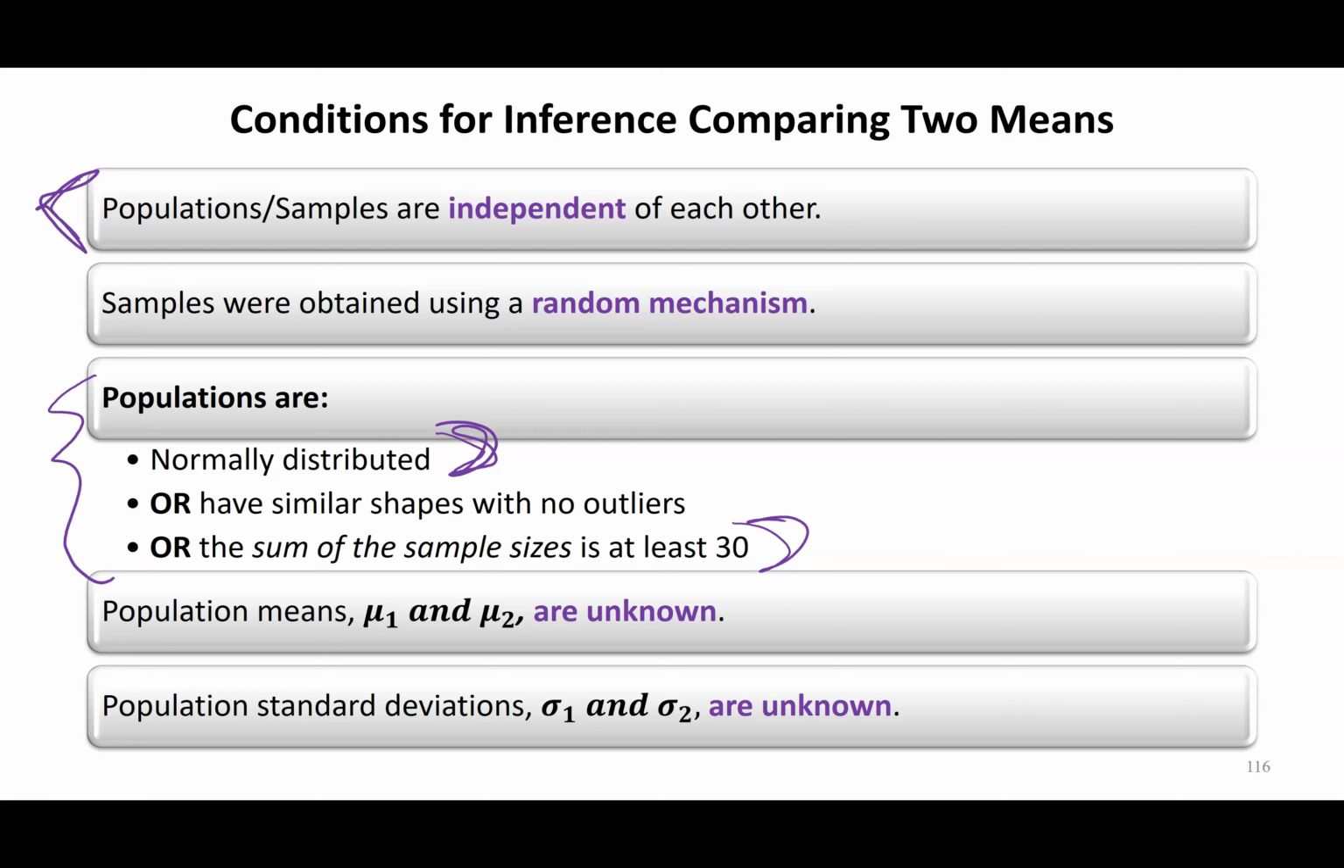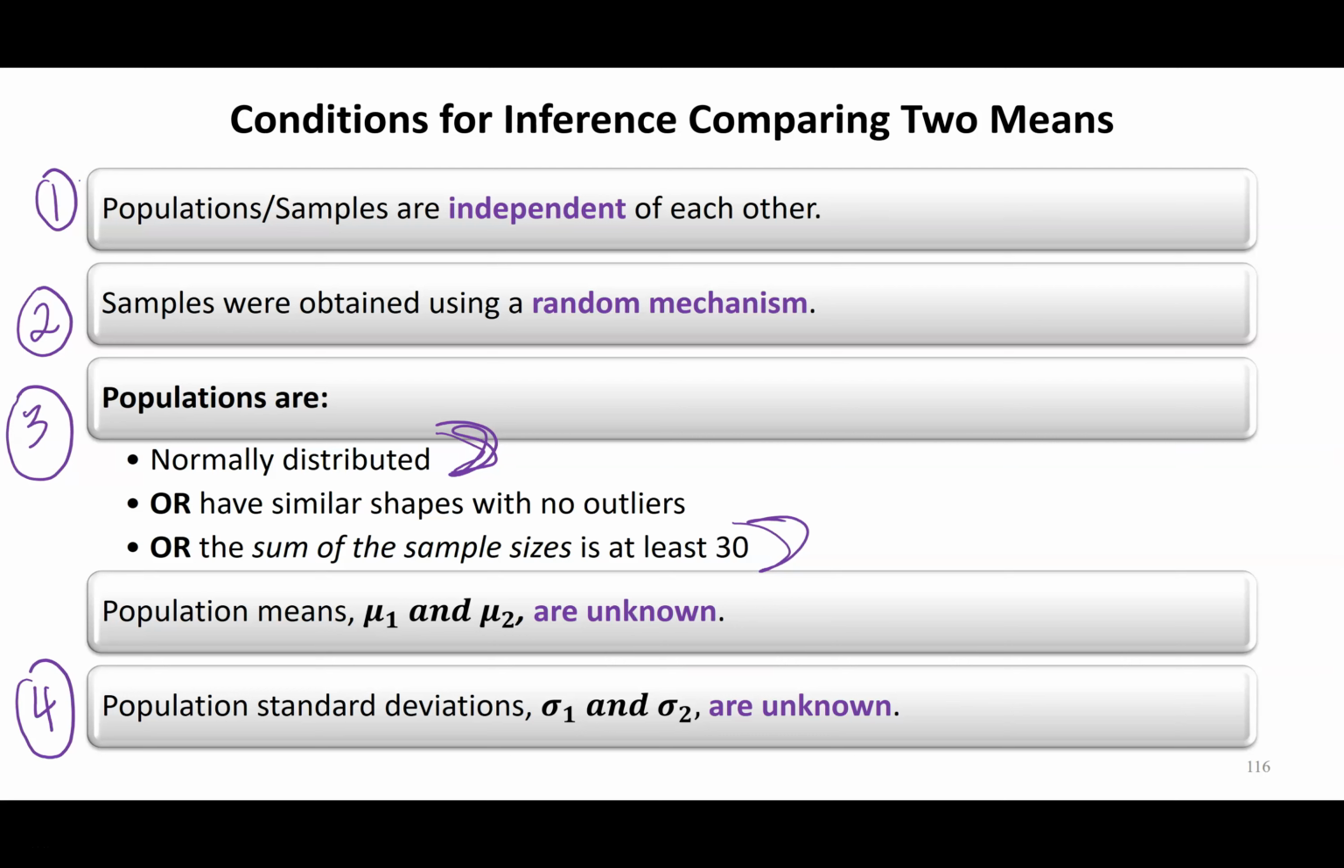So then, here population means mu1 and mu2 are unknown. I wouldn't say that this is so much of a condition to check, but we want to know they're independent. We want to know random here.